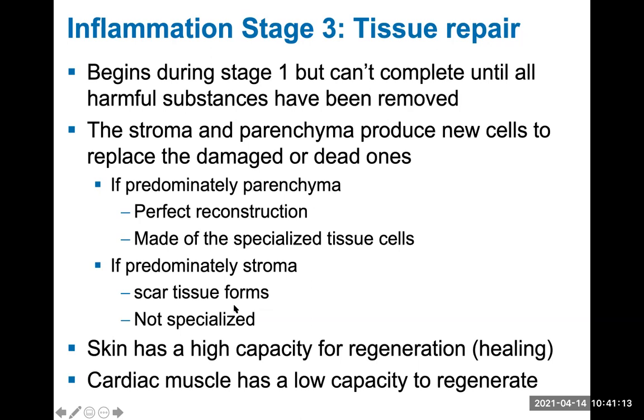Okay. Skin has a high capacity for regeneration. So our skin is really good at healing because it's coming in contact with everything all the time, right? It needs to be able to sustain injuries and heal. But our cardiac muscle, for example, really should never be damaged. And so it really doesn't have a capacity to regenerate. It has a very low capacity to regenerate. So whenever damage to the heart occurs, it's very concerning. It's not good, right?